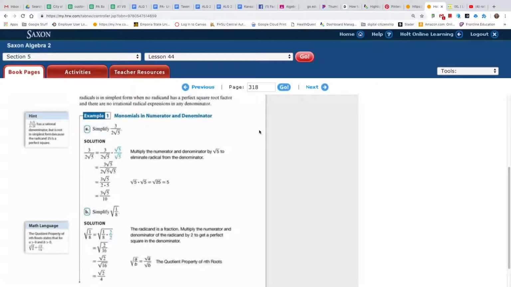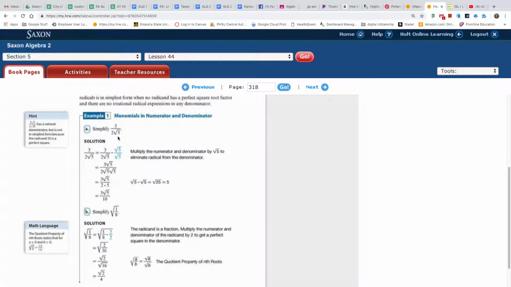So today we are learning how to rationalize the denominator, and versus recreate an entire video, I just wanted to go off of the examples that were already in your book and try to explain them a little further. So we start out with this 3 over 2 square root of 5.